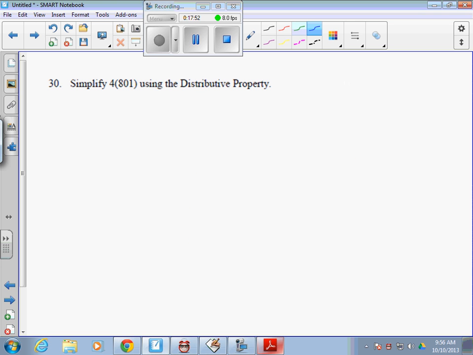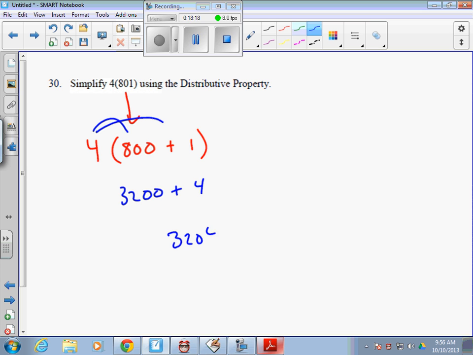Then number 30 says simplify 4 times 801 using the distributive property. Again, you have to note with the distributive property, 801 is the same thing as 800 plus 1. That's all you're doing to make it the distributive property where you can mentally do this one. So 4 times that means to multiply 4 times 800. 4 times 8 we know is 32, and then just put 2 zeros to make it 3200. And 4 times 1 is plus 4. So 3200 plus 4 is 3204.